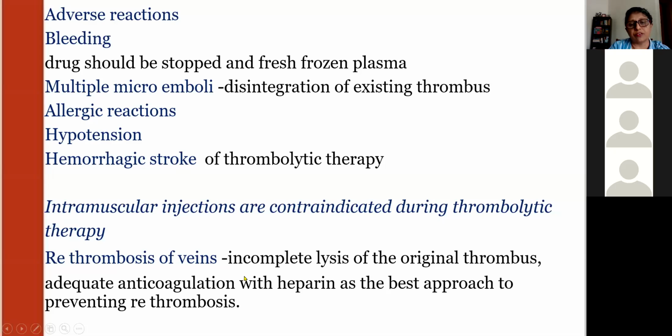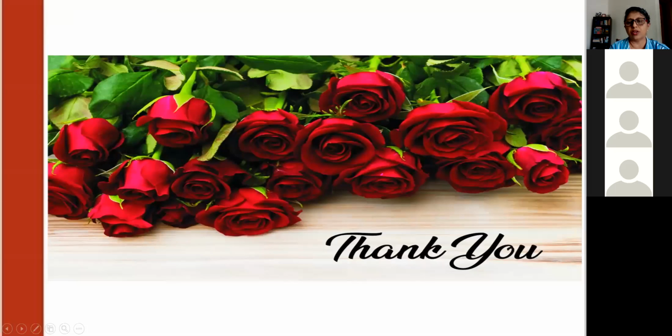Then rethrombosis of veins, because when we give thrombolysis, sometimes there may not be complete lysis, there may be incomplete lysis. So in all cases, we give heparin followed by thrombolytic therapy. The first day we give thrombolysis, and from the second day onwards, we give heparin. This is to prevent rethrombosis of the veins. Heparin is an anticoagulant. Okay, that was all about fibrinolytic therapy.